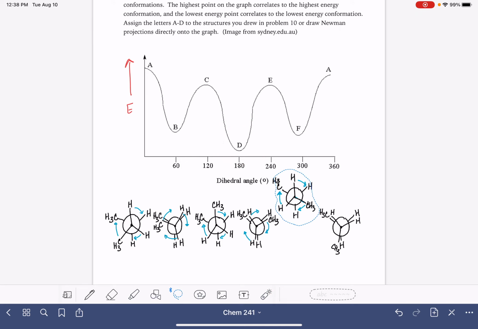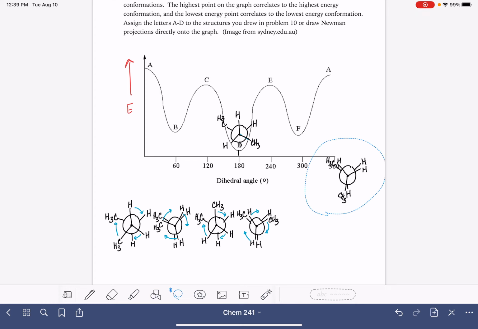So I'm going to take this structure and it belongs right here in this low energy spot. Where's a good place for it? We'll put it right there. And then it's important to keep these different structures in order, which means the next one that we should place would be the next one on our little diagram. So that's going to be this one. This is a relatively high energy structure.